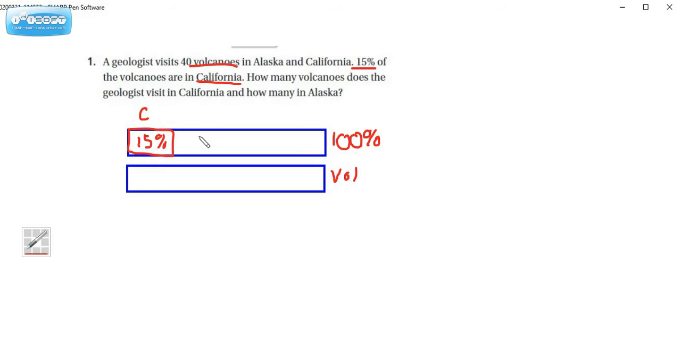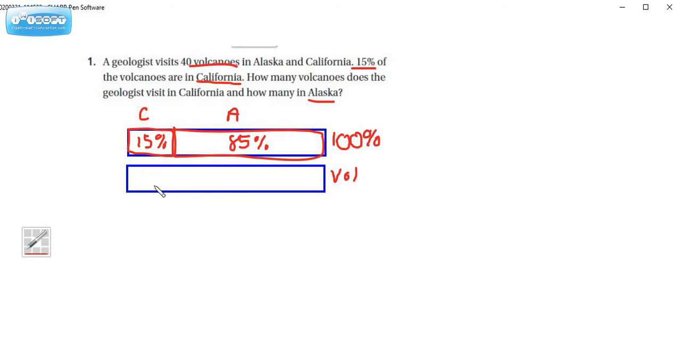Now it's a good idea to think about what would the balance of this be. Let's map that out, because the rest of it would have to be Alaska, right? So let's put A for Alaska. What's the percent and how would I get it? Well, to get that percent, you would subtract 15 from 100 and you would end up getting 85% if you do that correctly. Let's throw that in there.